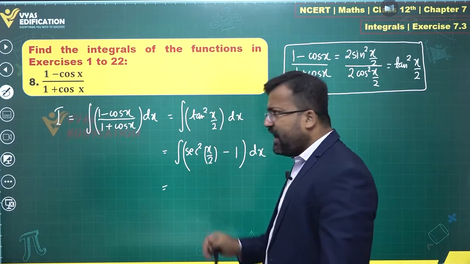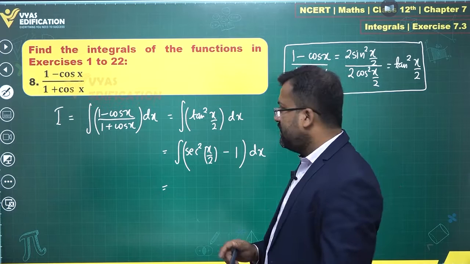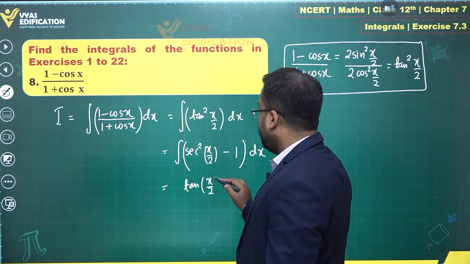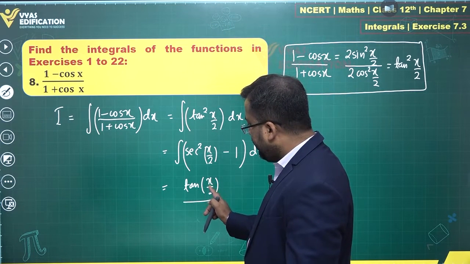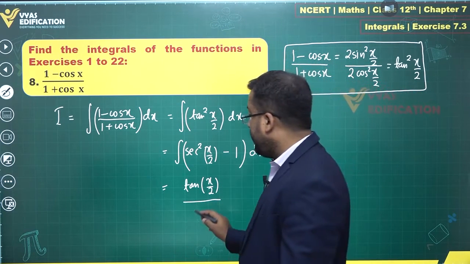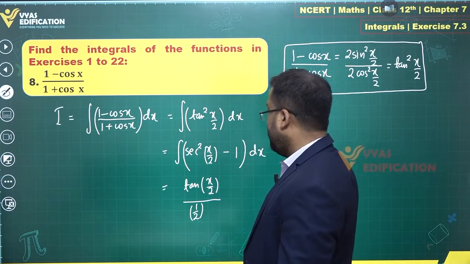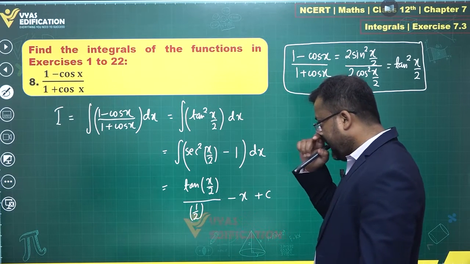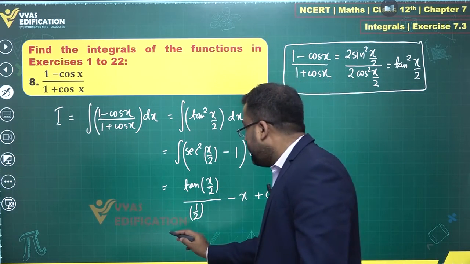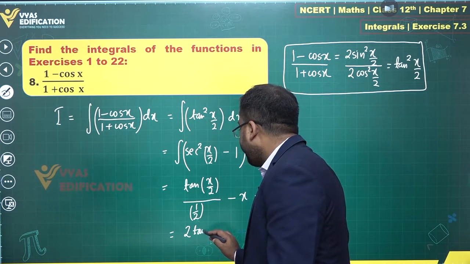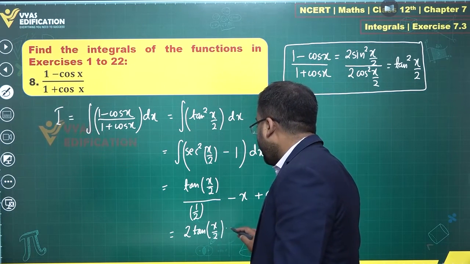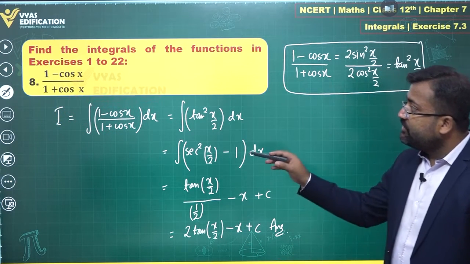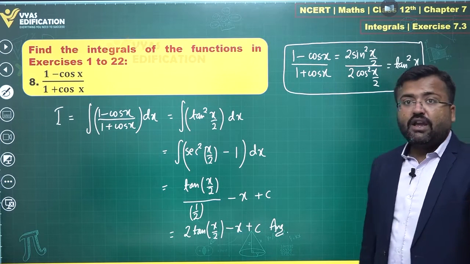Sec square of a linear polynomial of x: the integral will be equal to tan of that linear polynomial, except that you need to divide by the coefficient of x, which is 1 by 2. The integral of 1 with respect to x is x plus a constant, and this converts to 2 tan x by 2 minus x plus c. That is the required answer for this particular 8th question, as you can see over here.